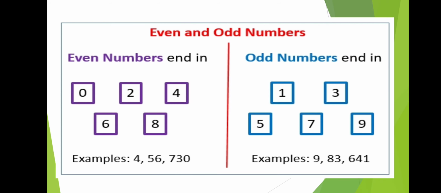In other words, we can say that even numbers end in 0, 2, 4, 6 and 8. For example, the numbers 4, 56 and 730, they end with 4, 6 and 0. So these are even numbers. On the other hand, odd numbers end in 1, 3, 5, 7 and 9. The examples of odd numbers are 9, 83 and 641. These numbers end in 9, 3 and 1. So these are odd numbers.